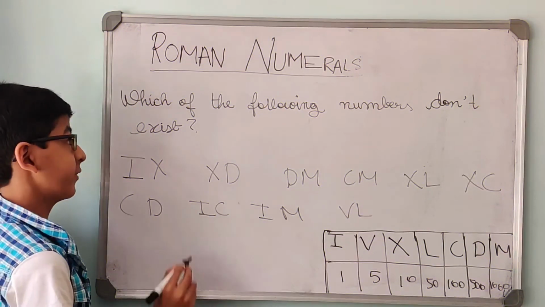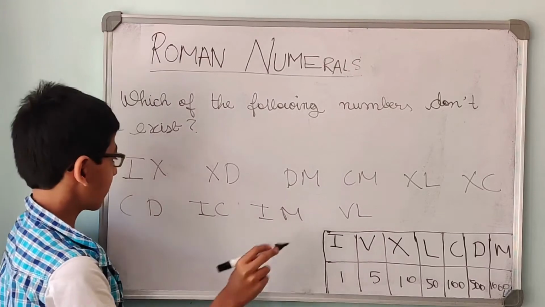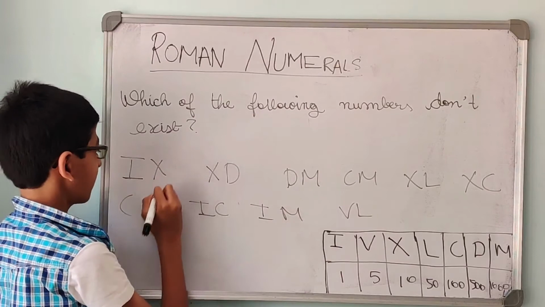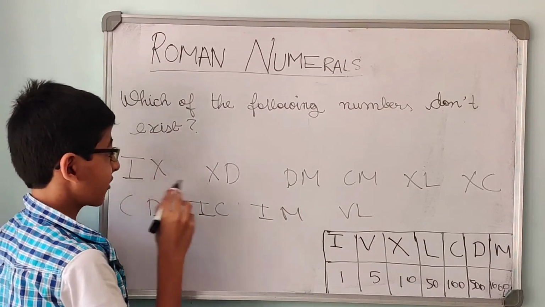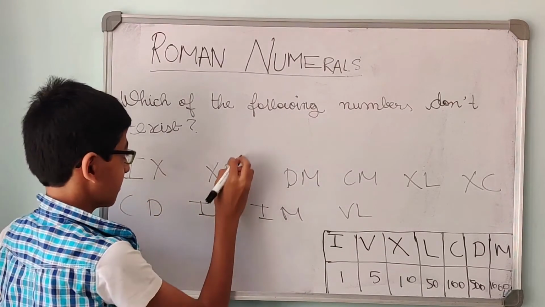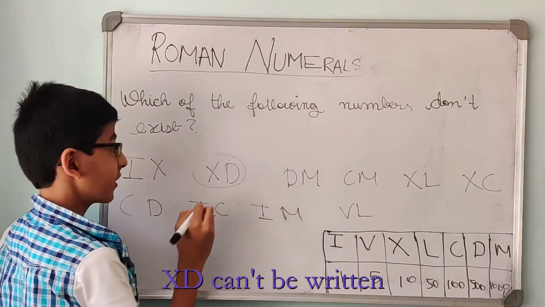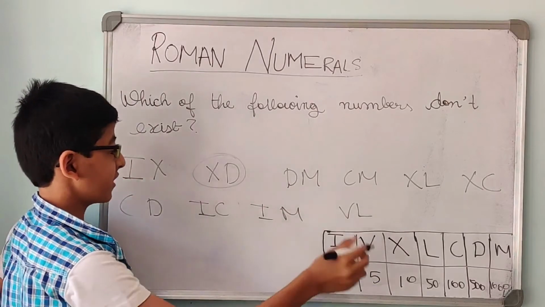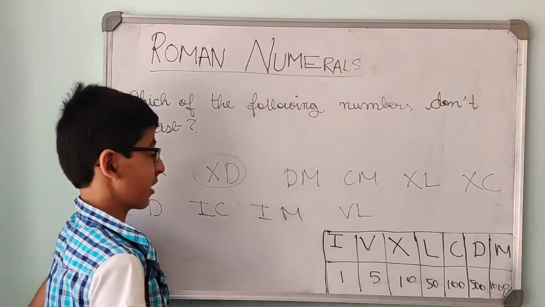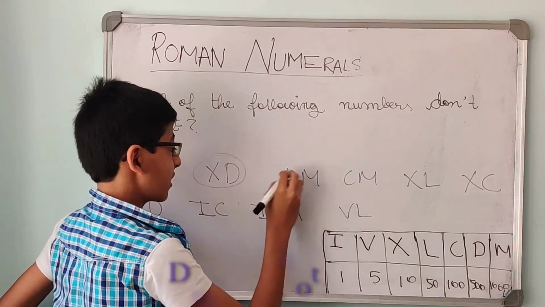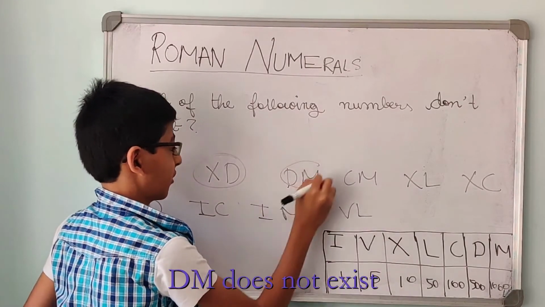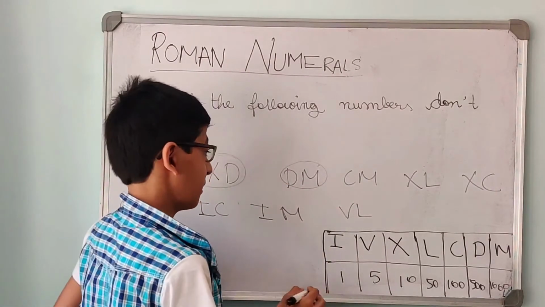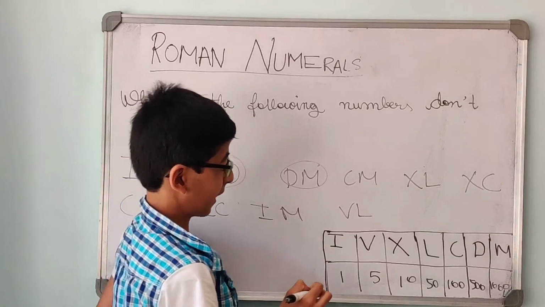So now let's see which of the following numbers don't exist. Does IX exist? Yes, we can write I behind X, so it exists. XD, can we write X behind D? No. We cannot write X behind D, we can only write it behind L and C. Now DM, does DM exist? D can't be written behind any number, this also does not exist. CM, can we write C behind M? Yes, we can write C behind M.